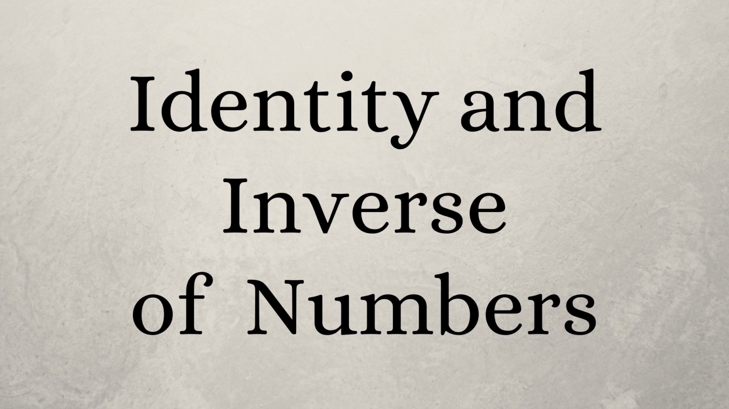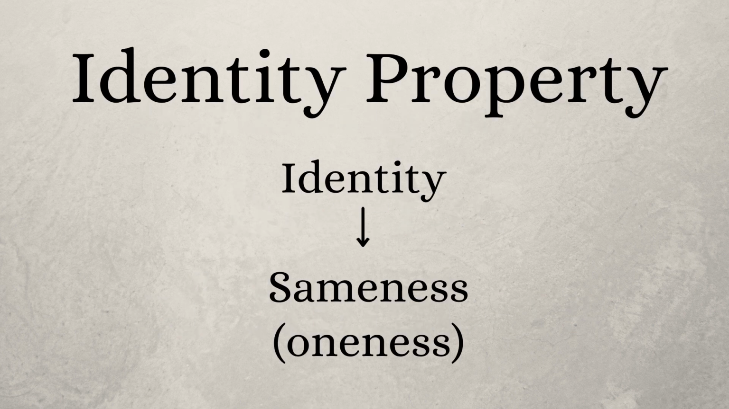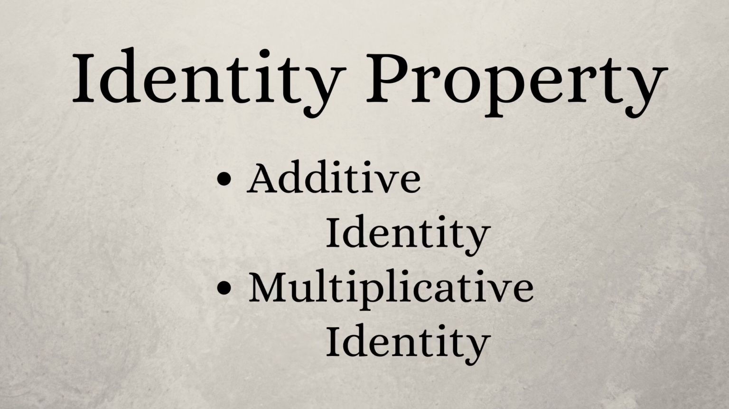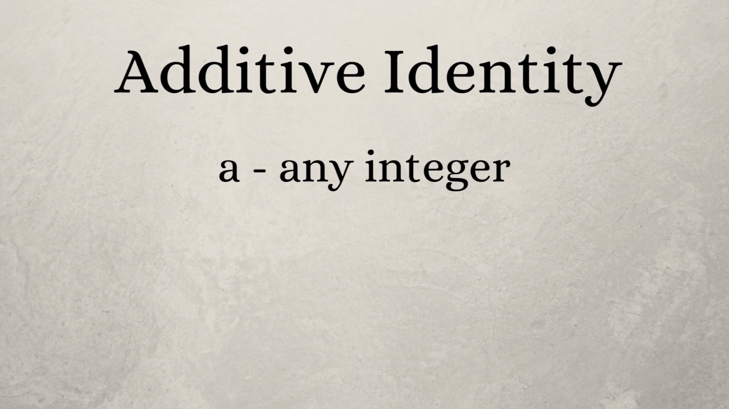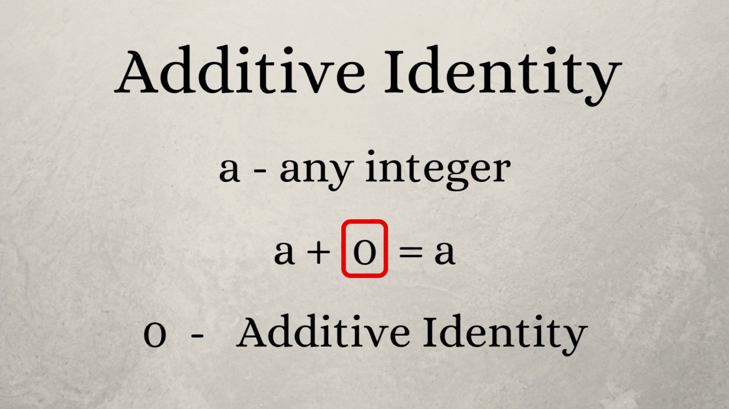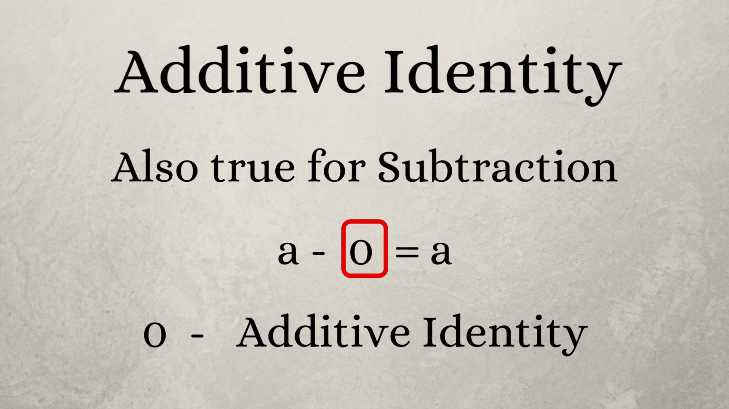So let's move on to identity and inverse of numbers. The word identity literally means sameness or oneness. To explain this property, we have 2 identities, the additive identity and the multiplicative identity. First, let's see the additive identity. Let's say a is an integer. Now when a is added to some special number, the value should still remain the same. Hence we can conclude that 0 is the additive identity. And this additive identity holds good for subtraction as well.